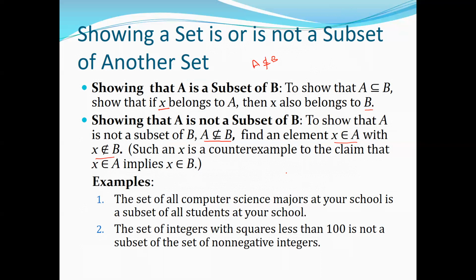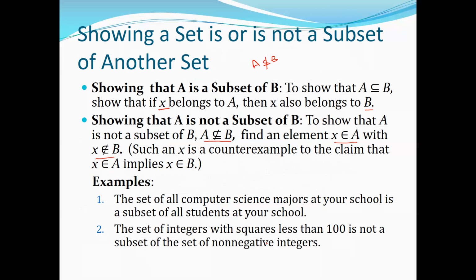Here are some examples. The set of all computer science majors at your school is a subset of all students at your school, isn't it? The set of all students in AUPP is the universal set, and in that, the set of all computer science majors is another set. So computer science majors are a subset of the students of AUPP.